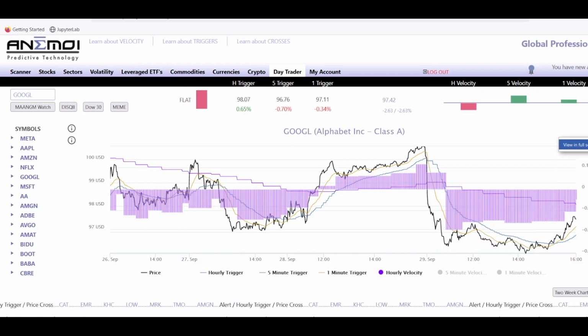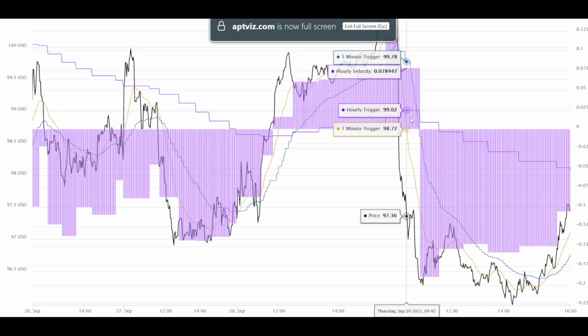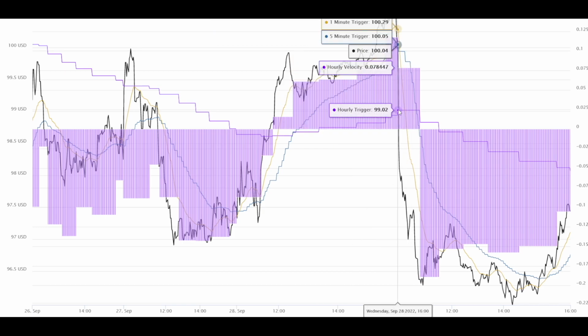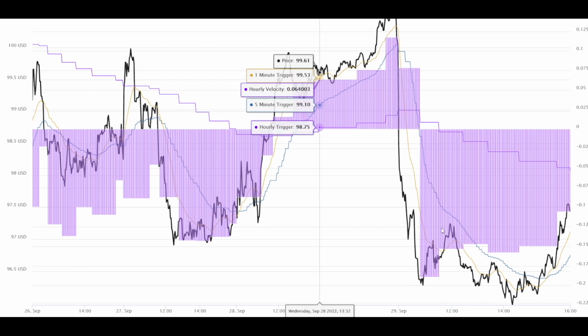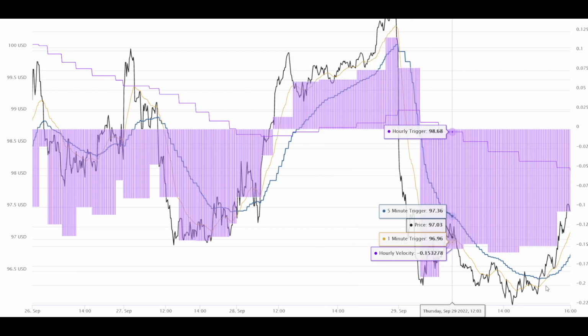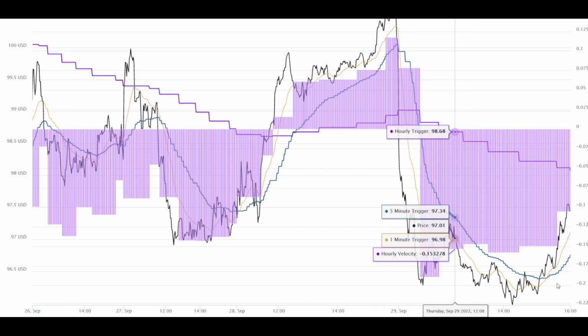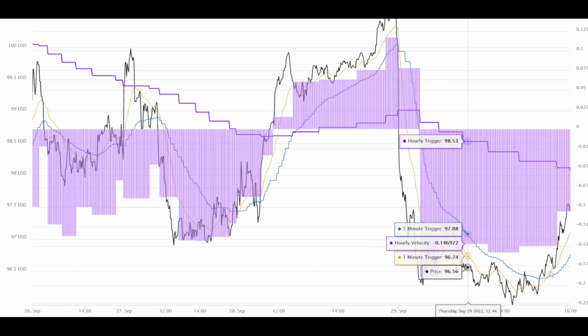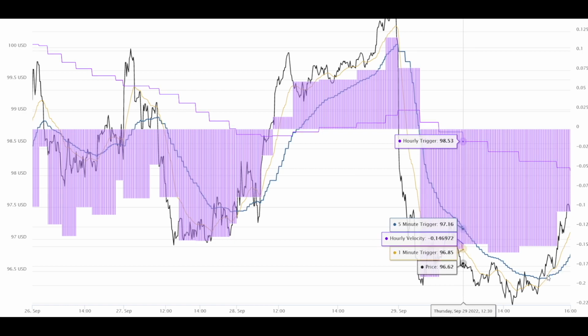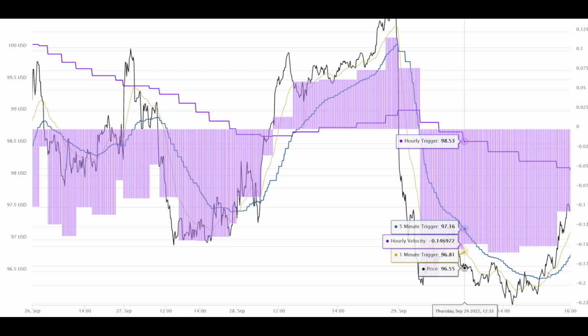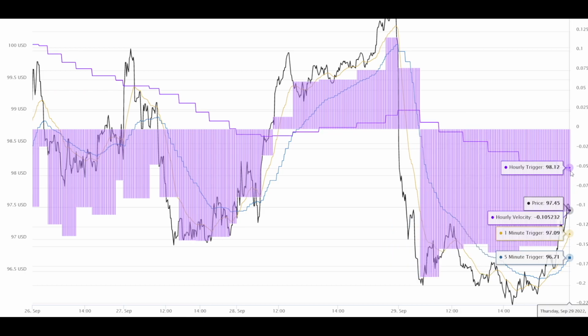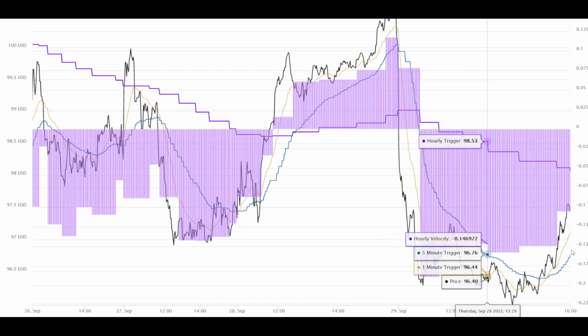So let's say this happened during the cash session and price broke through 99, and now you're short because price broke through the hourly trigger. When do you close your short? As soon as the 1 minute trigger crosses above the 5 minute trigger, which is right where my mouse is right here. As soon as this crosses to the upside, that's where the bot goes short, because most of the time when the 1 minute trigger crosses the 5 minute trigger, you're going to get a move towards the hourly trigger. And that's exactly what you saw right here.